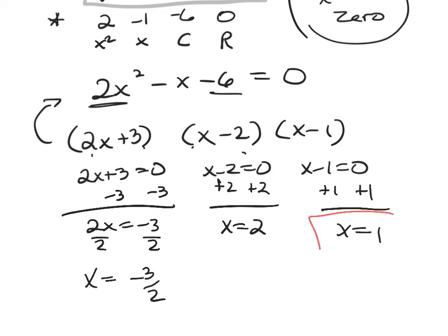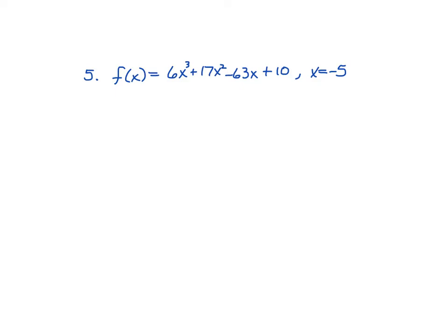And this is the one that they gave me. Again, they're giving me a 0. I know there's no instructions here, so we're going to factor it, and then we're going to find the zeros. So this is one of my zeros. This is what I'm using in synthetic. So negative 5. Again, take the coefficients: 6, 17, negative 63, positive 10.